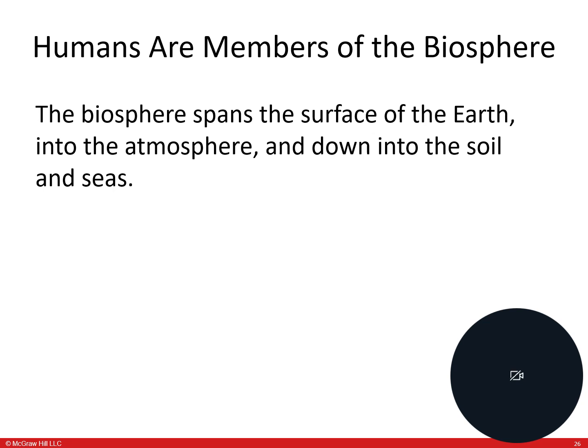The biosphere spans the surface of the Earth all the way down to the soil and the seas. And we are unique because we are one of the few mammals that are adaptable to most ecosystems in the biosphere. So in other words, we could adapt to living in the rainforest. We could adapt to living in Antarctica.